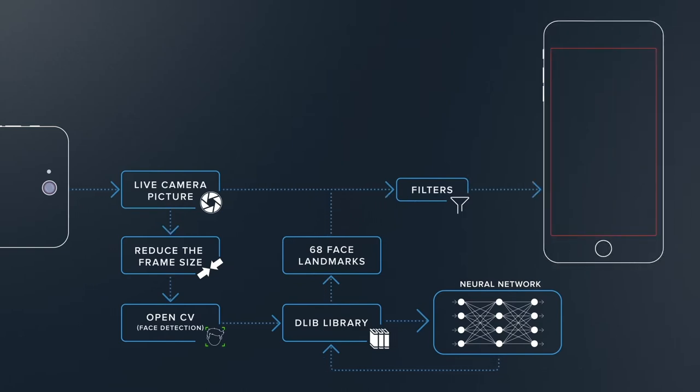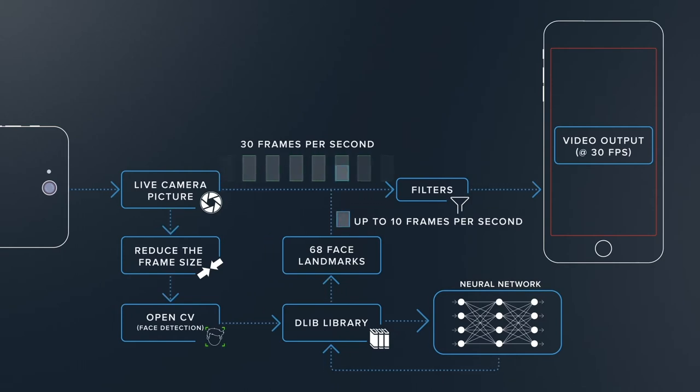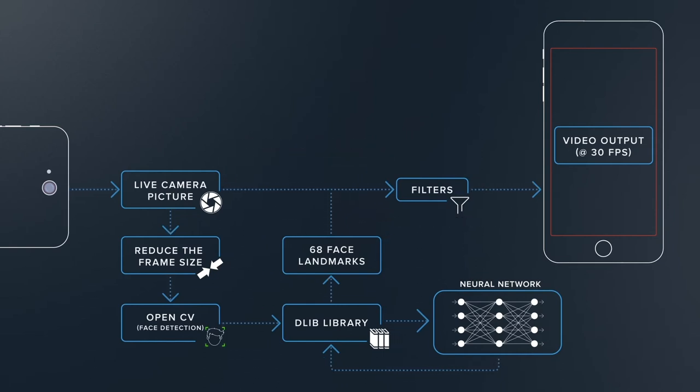The application manages the video output at an impressive rate of 30 frames per second. However, the neural network cannot process all of these images in real time. Depending on the speed of smartphone's processor, the neural network is capable of processing up to 10 frames per second. For the rest of the frames, we use the last determined landmark coordinates, assuming that the movement of user's head is insignificant in a fraction of a second.